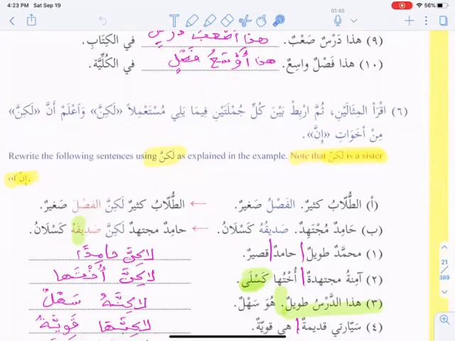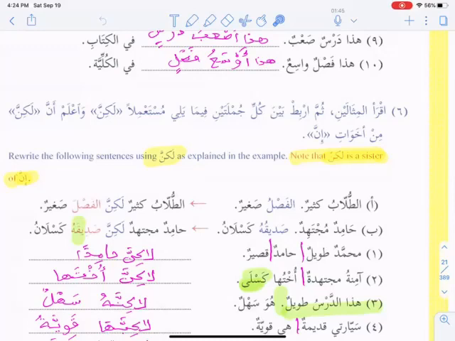Lakinnahu, lakinnahuma, lakinnahum, lakinnaha, lakinnahuma, lakinnahunna, lakinnaka, lakinnakuma, lakinnakum, lakinnaki, lakinnakuma, lakinnakunna, and then lakinnani, lakinnana. Did you get it?